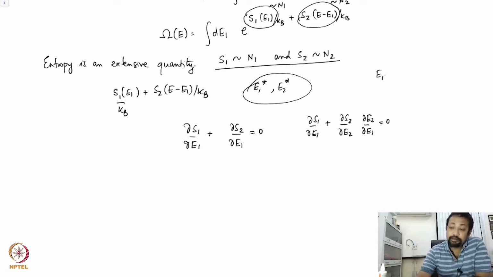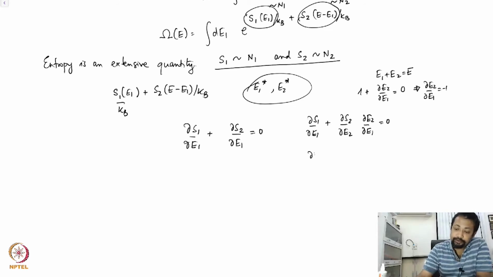But E1 plus E2 is the total energy E, and therefore 1 plus del E2 del E1 is 0, which means del E2 del E1 is minus 1. And therefore, you have del S1 del E1 at E1 star is equal to del S2 del E2 at E2 star.